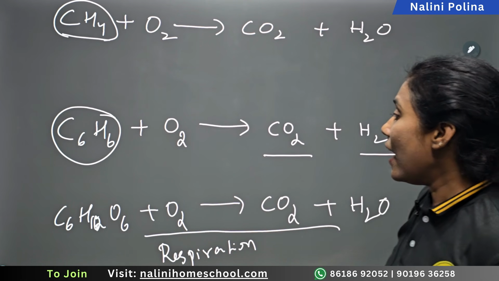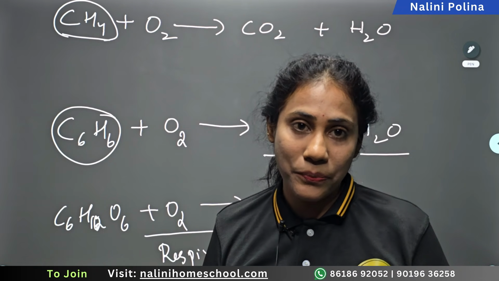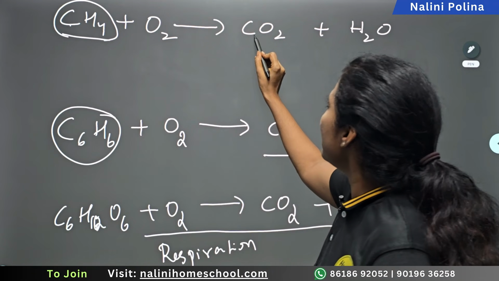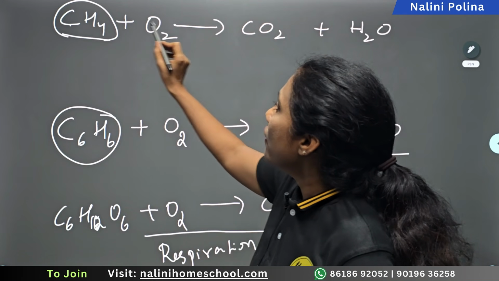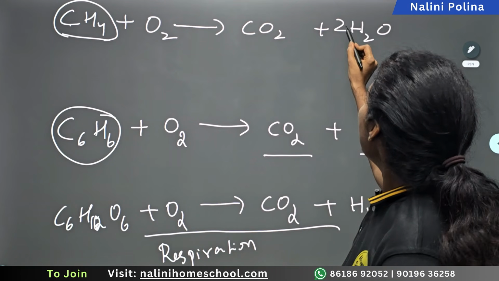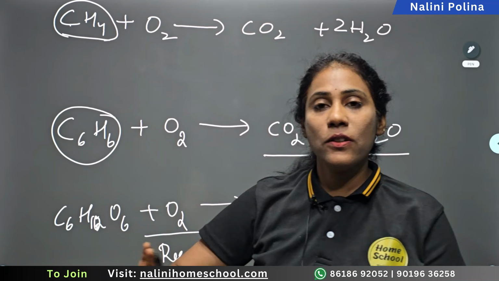Now, a few of the combustion reactions are very difficult to balance actually. This one is very easy. How do you balance this? First you will balance carbon, one carbon, one carbon. 4 hydrogens here, 2 hydrogens, so you will put 2. The moment you put 2, yes, 2 twos are 4 hydrogens, and here 4 hydrogens, balanced.